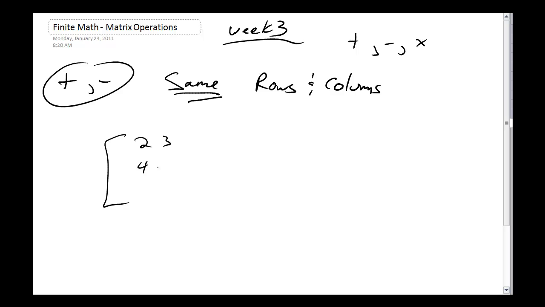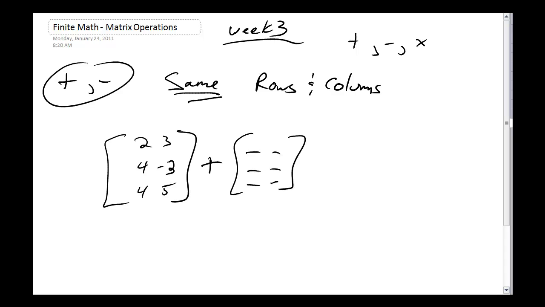So here's a matrix, 2, 3, 4, negative 3, 4, 5, and if I want to add it to something, I have to add it to a matrix that's exactly the same. So it has to have 2 columns and 3 rows. By the way, we call this a 3 by 2 matrix because of the rows and because of the columns.